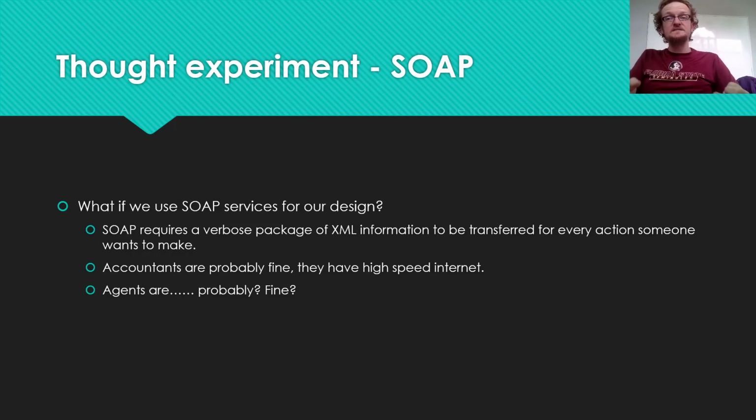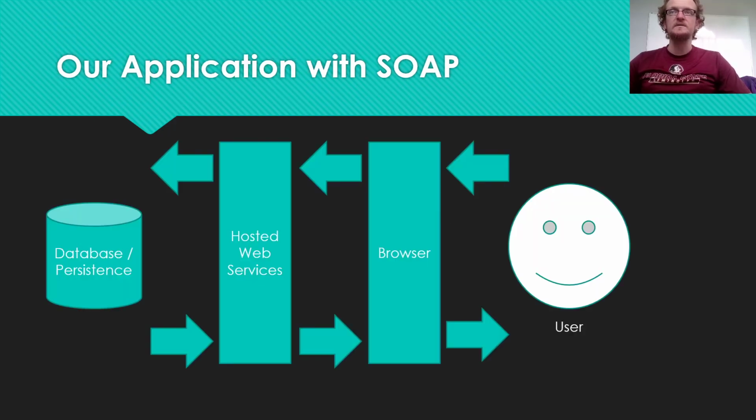So accountants themselves are probably totally fine because they have high-speed internet. They're in their offices, they have T1 or some crazy fast internet, and the fact that they are having to ship lots of verbose packages of information back and forth doesn't really impact them all that much. Agents are probably kind of okay as long as they stay in areas where they can have access to high-speed internet, or if they have 4G or something like that. It's going to be laggy, but it's not going to be impossible to work with.